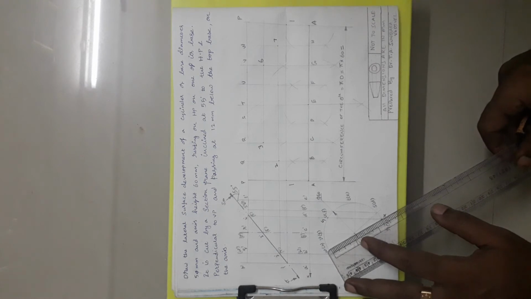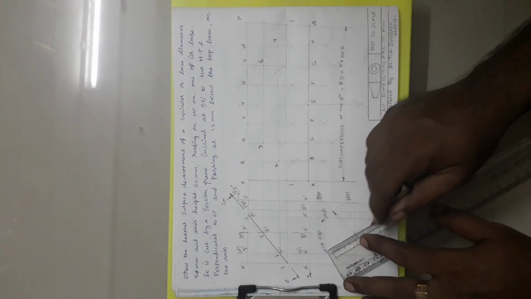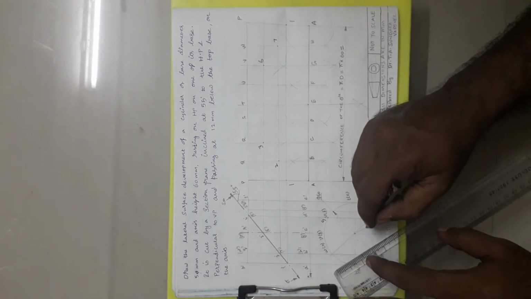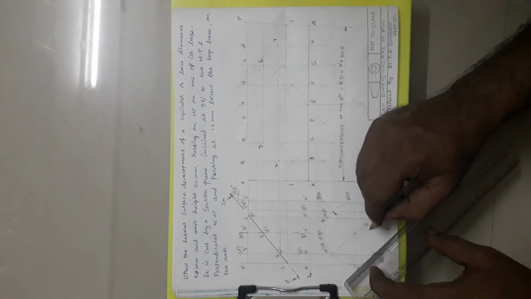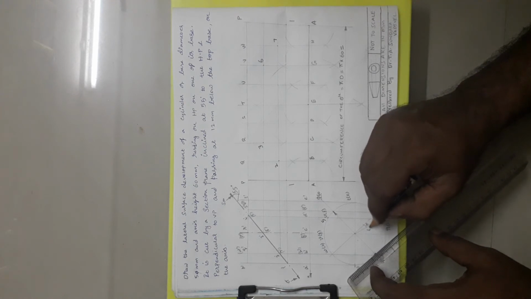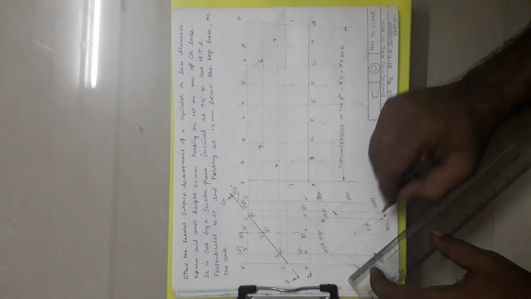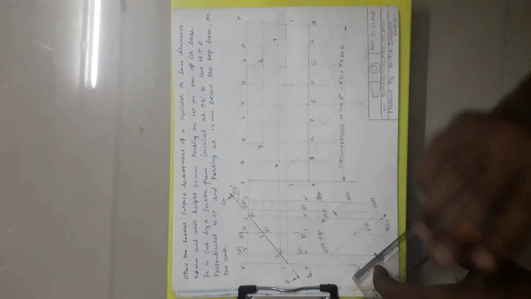So for getting the arc length, we have to join this point with this center, and we have to measure this theta. We know what r is. If we multiply r theta, we will get this arc length. That is the actual procedure.